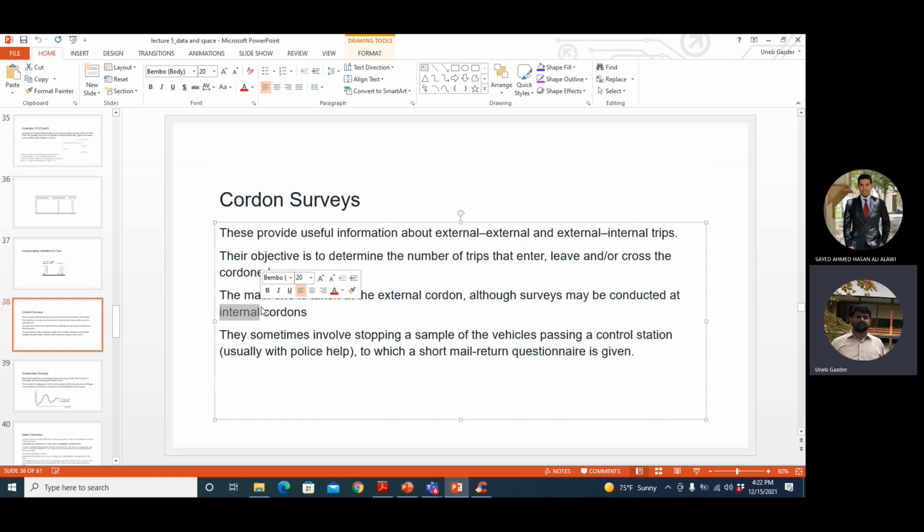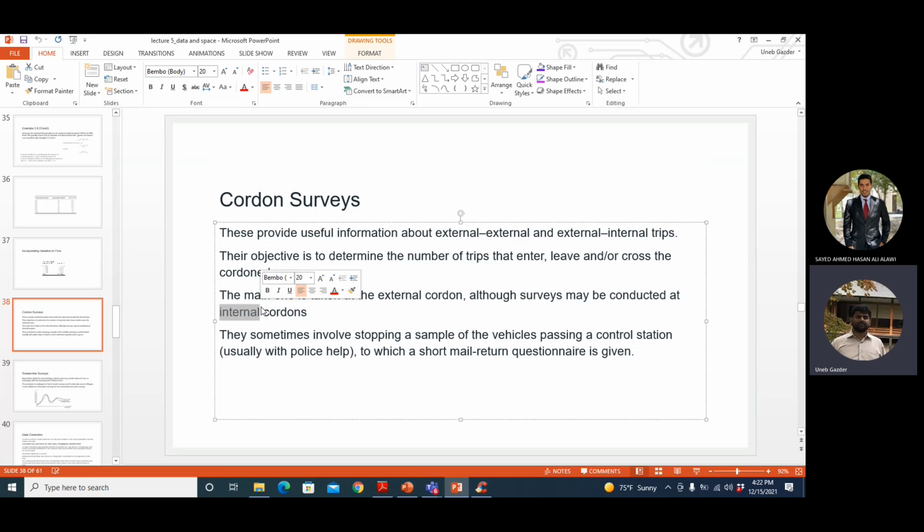In a cordon count, you may stop a sample of vehicles which are passing through the control station. Okay, any control station from which people can enter or leave the area. So you take the help of the police, obviously, and nobody would be stopping for you. So you set up a control station, and the police will help you in stopping a sample of vehicles from which you can take the data.